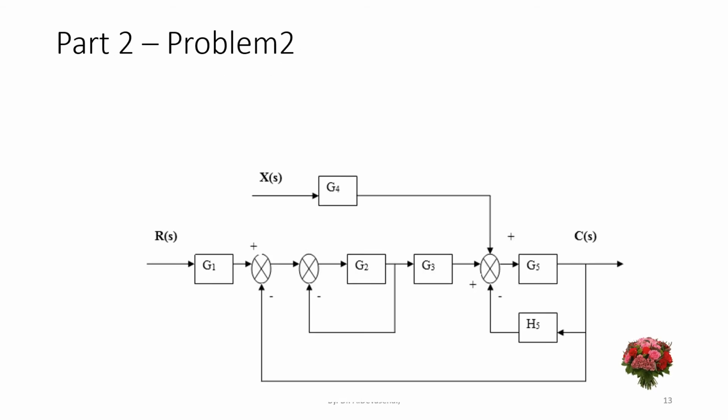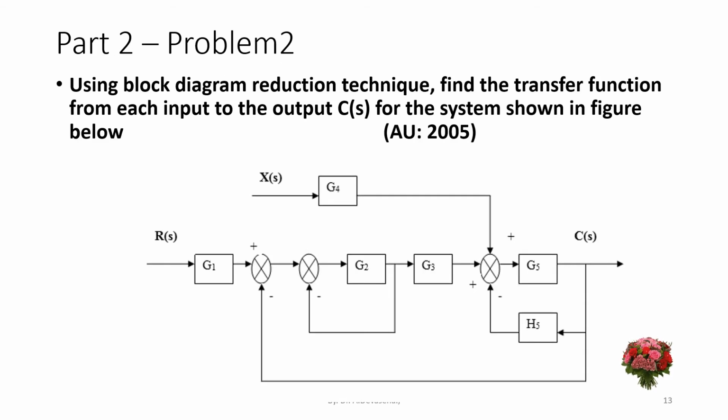Part 2, problem 2. Using block diagram reduction technique, find the transfer function from each input to the output C of s for the system shown in figure below. This question was asked in a university exam in 2005. Listen, in this problem, two inputs are applied. One is X of s input and the other is R of s input. We have to consider one input at a time and solve this problem.